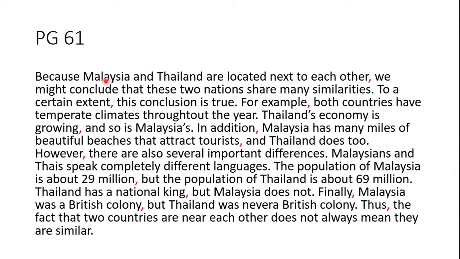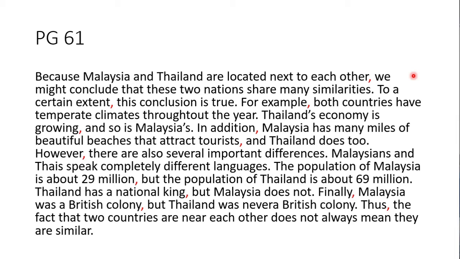So we have a subject, Malaysia and Thailand, and a verb, are, but this first clause here, because Malaysia and Thailand are located next to each other, is not a complete sentence. And that's combined with an independent clause. We might conclude that these two nations share many similarities. That is a complete sentence with a subject, we, and a verb, might conclude. And because the subordinate clause comes before the independent clause, we need to put a comma after the subordinate clause.